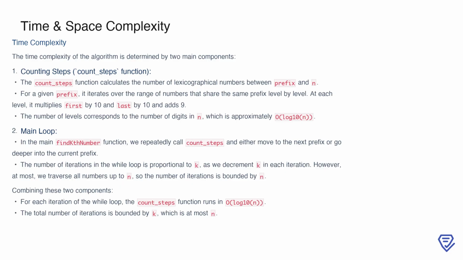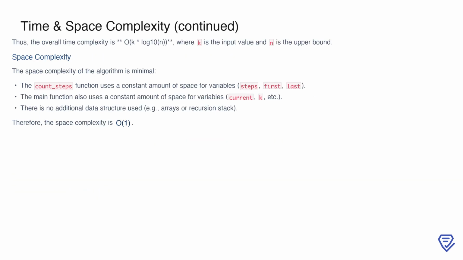In the main loop, we call count_steps repeatedly to decide whether to move to the next prefix or go deeper into the current one. Since we decrement k in each iteration, the loop runs up to k times, though it is ultimately bounded by n. Combining these, each iteration of the loop involves a call to count_steps, which is O(log 10 n), and the total number of iterations is at most k. This gives us a total time complexity proportional to O(k log 10 n). Therefore, the overall time complexity of the algorithm is O(k log 10 n), where k is the input value and n is the upper bound.